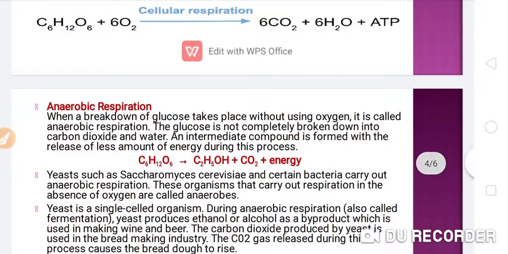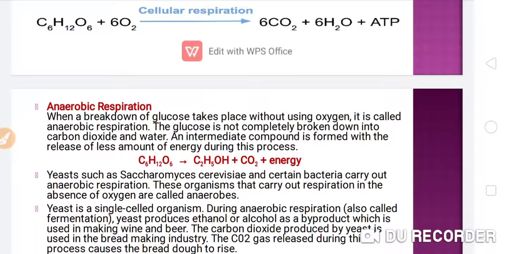Now the next type of respiration is anaerobic respiration. When the breakdown of glucose takes place without using oxygen, it is called anaerobic respiration. The glucose is not completely broken down into carbon dioxide and water. An intermediate compound is formed with the release of a smaller amount of energy during this process. Okay, so you can see here, this is the equation.